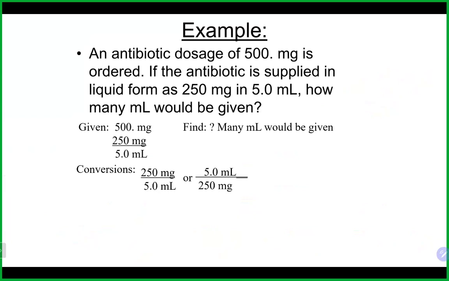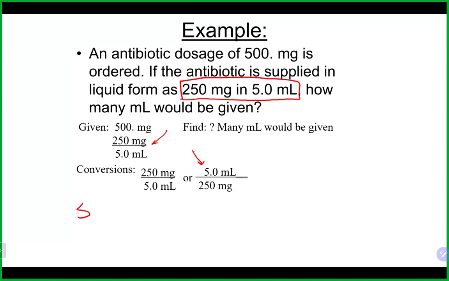So let's take a look at this one. Again, we have 500 milligrams. And in this particular case, we actually have a conversion factor sort of given to us in the problem. And that is a conversion factor that, again, we could use like it was written there, or we can flip it around and use it in this direction.